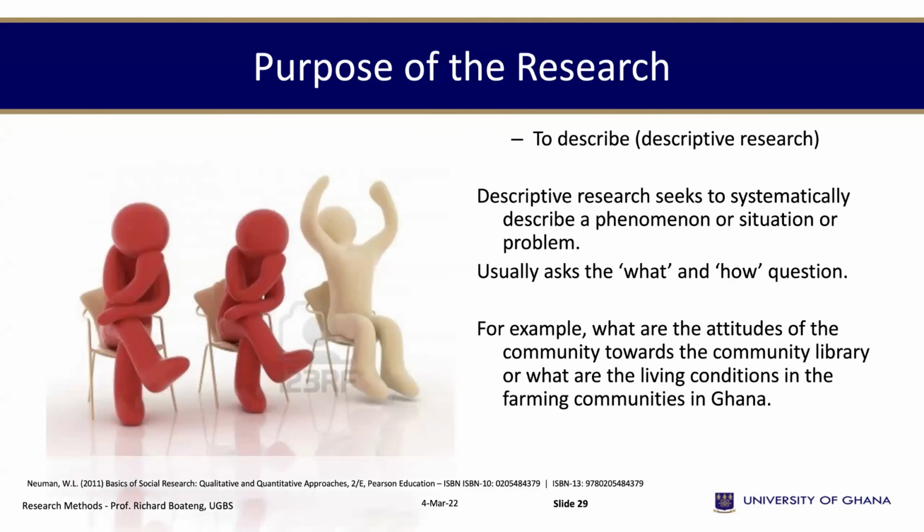Now, let's go on to descriptive research. In descriptive research, we understand a little bit of what we have done in exploratory already. But we need to understand and describe how something is occurring, not why it is occurring, but how it is occurring, what is occurring there. So in this area, what we are trying to do is to systematically describe a phenomenon or a situation, not just explore, but systematically describe it. We usually ask the what and how questions.